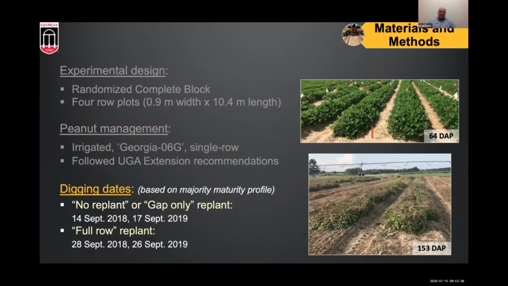Digging dates were based on majority maturity profile. No replant and gap only were dug before the full row based on this maturity profile. No replant and gap only were dug September 14th and September 17th. And full row replant was dug on September 28th and September 26th.